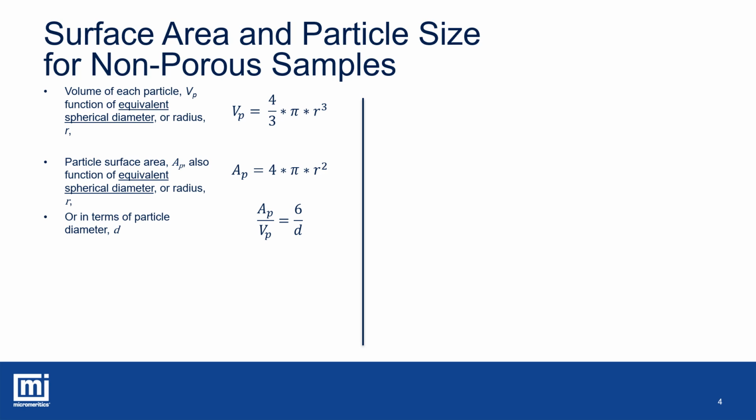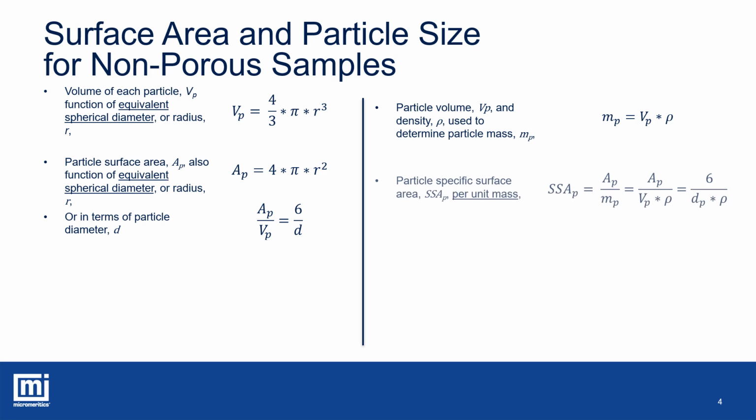We further can use the density of the material and calculate a mass if we know the volume. So from the volume and the density, we can calculate the mass. We put these equations together to calculate specific surface area per unit of mass, and we get the relationship as 6 divided by the diameter times the density.